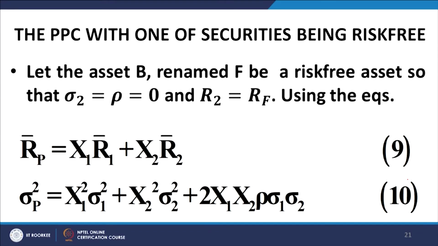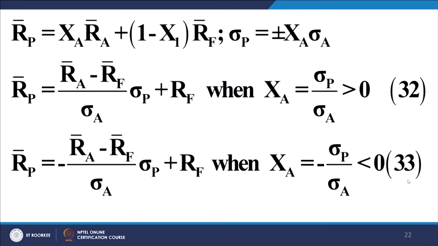So, let the asset be renamed F, the risk free asset, so that sigma B equal to sigma 2 is equal to 0, rho is equal to 0, and R2 is equal to Rf. Rf may not be 0, please note this point. The risk free rate of return need not necessarily be 0 at all. So, in this case the standard portfolio equations, using equations number 9 and 10, on eliminating the composition fraction xA, we get equations number 32 and 33.